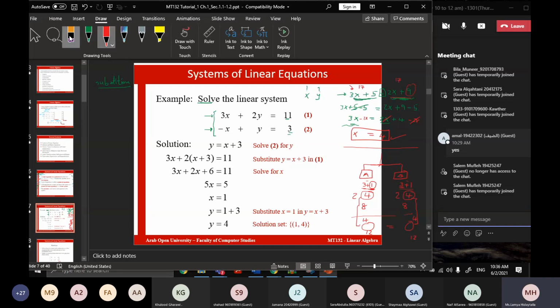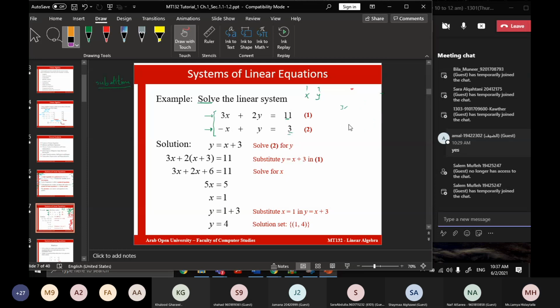Okay. Now let's go back to our problem here. But let me say it again. If we have one equation in one unknown, it's easy to solve. Now, if we simplify or reduce this system to a simpler system, if we manage, then the solution in that case is going to be easier.